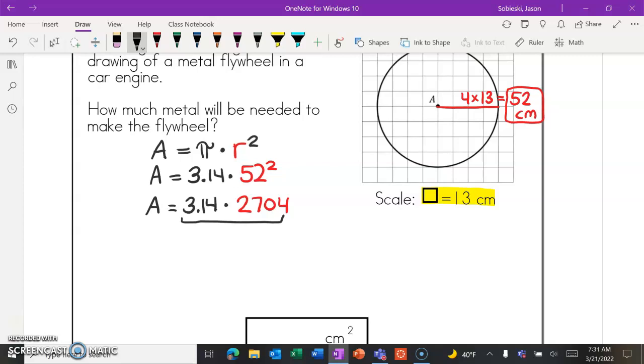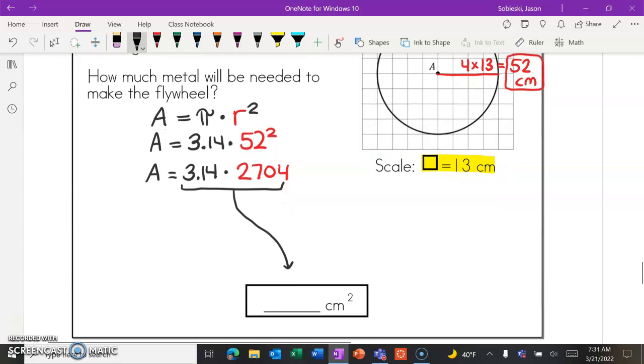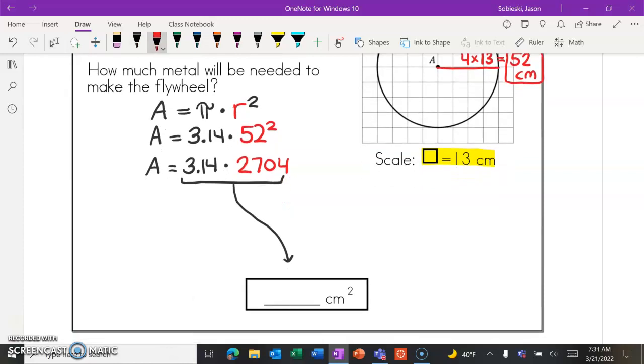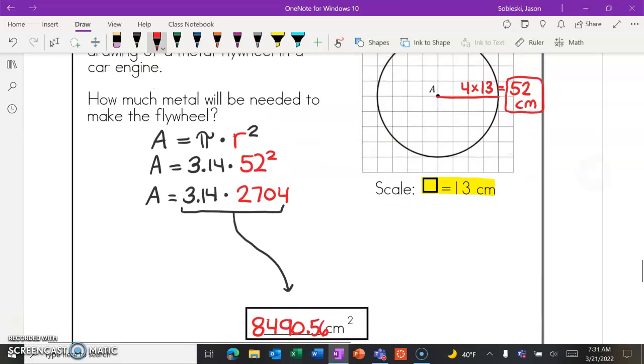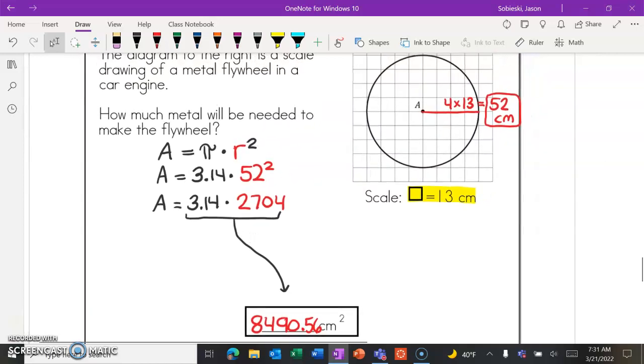We've got ourselves a multiplication problem. Go right to your calculator. We're going to put this in. And we know that if we wanted to find area here, we would get 8,490.56 square centimeters. So that's the amount of metal that we would need if we wanted to make the flywheel, just based on the area here. So the big takeaway with this problem was remembering to use that scale that they give you, right? I always just like to use that right at the beginning so that I can go to my formula and just do it just like normal.